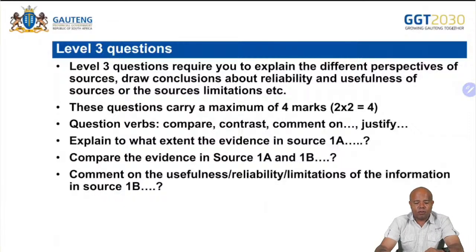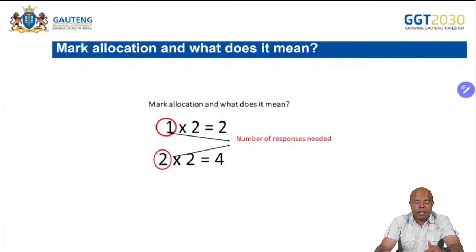Then we find question verbs: compare, contrast, comment, justify. Typical questions would be: explain to what extent the evidence in source 1A, compare the evidence in source 1A and B, comment on the usefulness, how reliable, limitations of the information in source 1B. Now let's move over to the mark allocation.